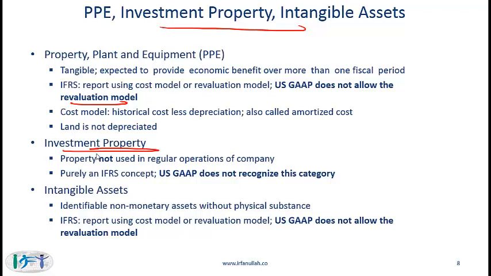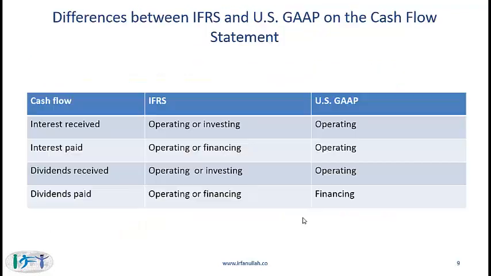With regards to investment property, this is an IFRS concept. US GAAP does not recognize investment property as a separate category. With intangible assets, again, with IFRS, we could use the revaluation model. US GAAP does not allow the revaluation model. So there is some truth to the fact that US GAAP is rules-based, because the moment we have revaluation, there is more subjectivity involved. And by and large, US GAAP does not like subjectivity.